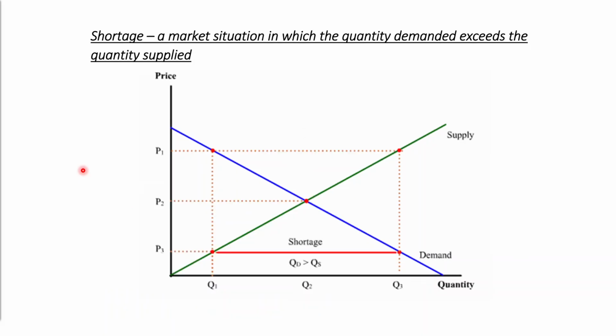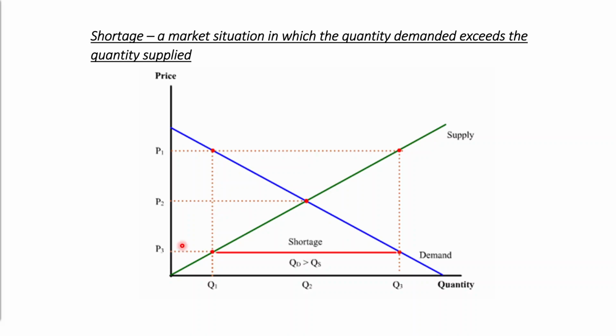A shortage is the opposite. A shortage is when the price is below the equilibrium price. So when the price is low, consumers have a very high demand. However, at the low price, producers are unwilling to produce that much. So this creates a shortage.